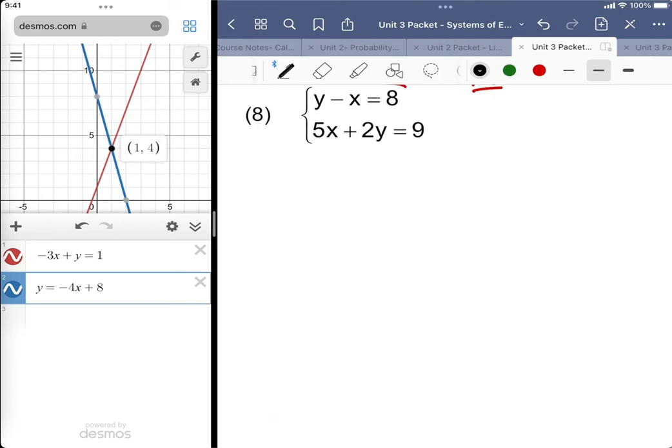So our first step for a problem like this is going to be to get y alone or get x alone. It doesn't matter which one you get alone, as long as one of them is alone very early in the process. So let's say I take my first equation, y minus x is equal to 8. I want to get the y alone. I'm going to add x to both sides.